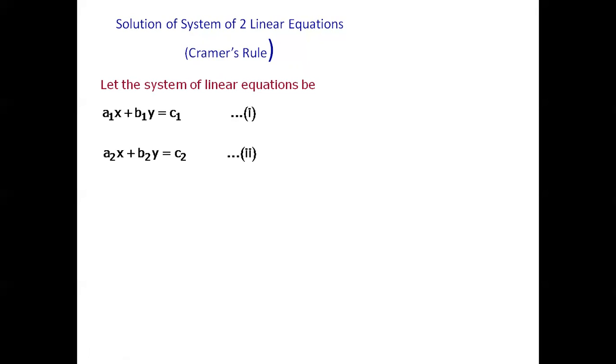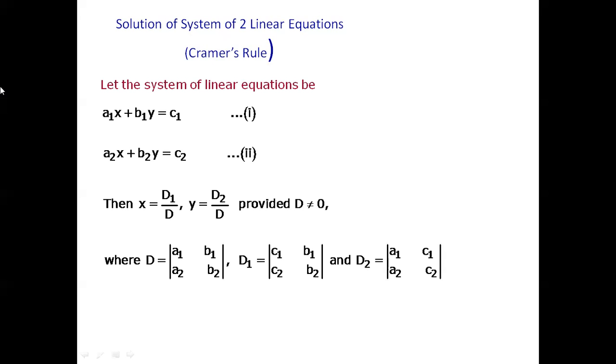The first equation is a1x plus b1y is equal to c1, and the second equation is a2x plus b2y is equal to c2. The solution is nothing but what? Find the values of x and y by using Cramer's rule. So first is the formula for x and y. What is x? x is nothing but D1 upon D, and y is nothing but D2 upon D. But what is D? D is nothing but the determinant of the coefficients of x and y, a1, b1, a2, and b2. Look here, the determinant of the coefficient of x, which is a1 and a2, and the coefficient of y, which is b1 and b2.